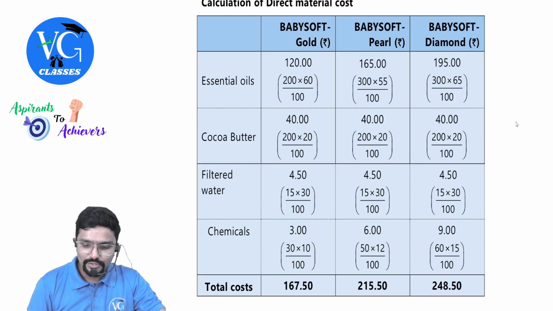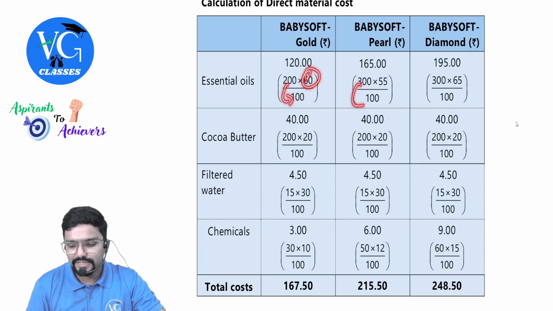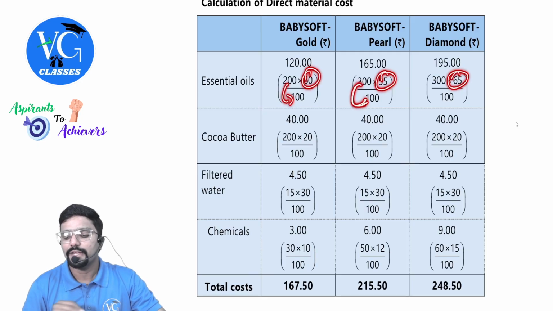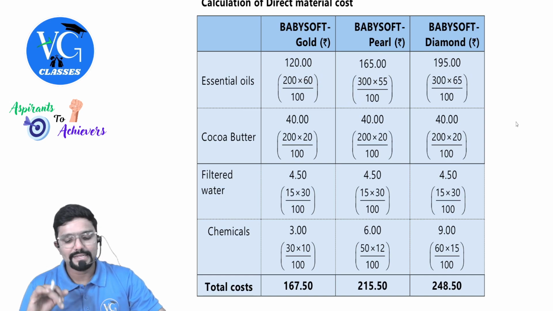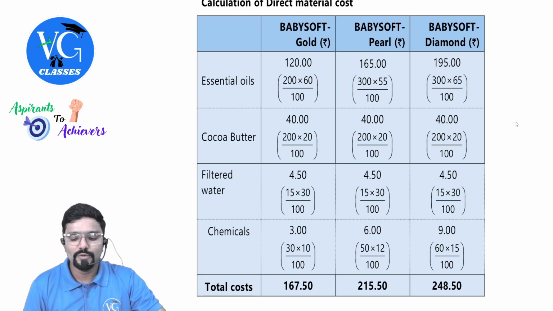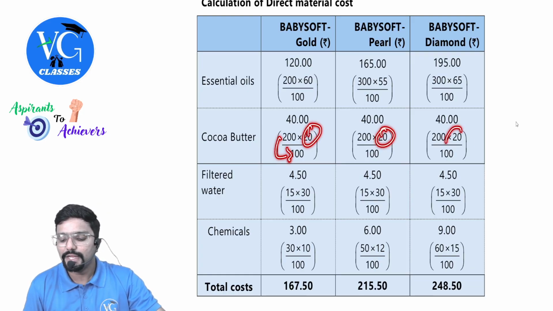Okay, essential oils. 200 rupees per 100 ml, I guess, into 60. Same thing. 300 divided by 100 into 55. Here into 65. Is that clear? Yes. Next, cocoa butter. 200 rupees is for 100 into 20 into 20 into 20.